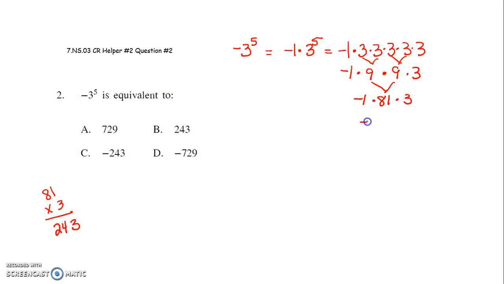All right, so it's -1 times 243. What's a negative times a positive? Oh, a negative times a positive is a negative. So that's -243. So that's the correct answer.